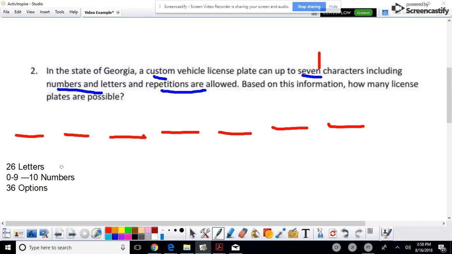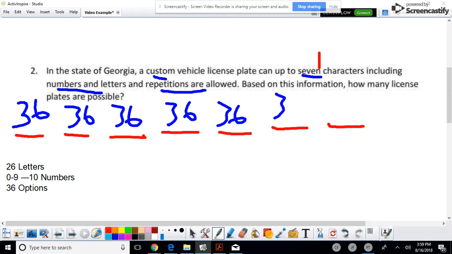Wow. All right. So let's just fill that in. We got 36 for the first, for the second, third, fourth, all the way across. Look at that. This is why our number is going to be so huge, because we're doing 36 times, well, basically 36 to the 7th power. Remember, we're not adding, we're multiplying. Put that in your calculator, you get some huge number, right?